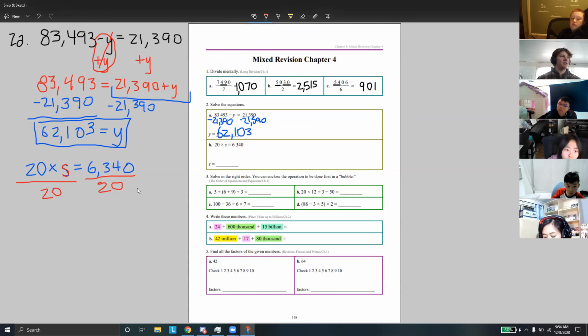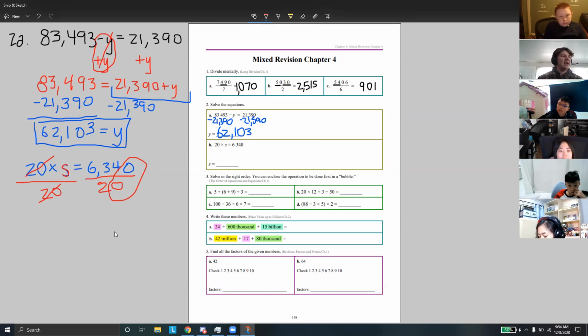So by dividing both sides by 20, we get rid of the times 20 on this side. And then we have to find out what this is. So how can we figure out what 6,340 divided by 20 is? Can we just divide 634 divided by 2 and add the 0 at the end? Exactly. 634 divided by 2 and add the 0.